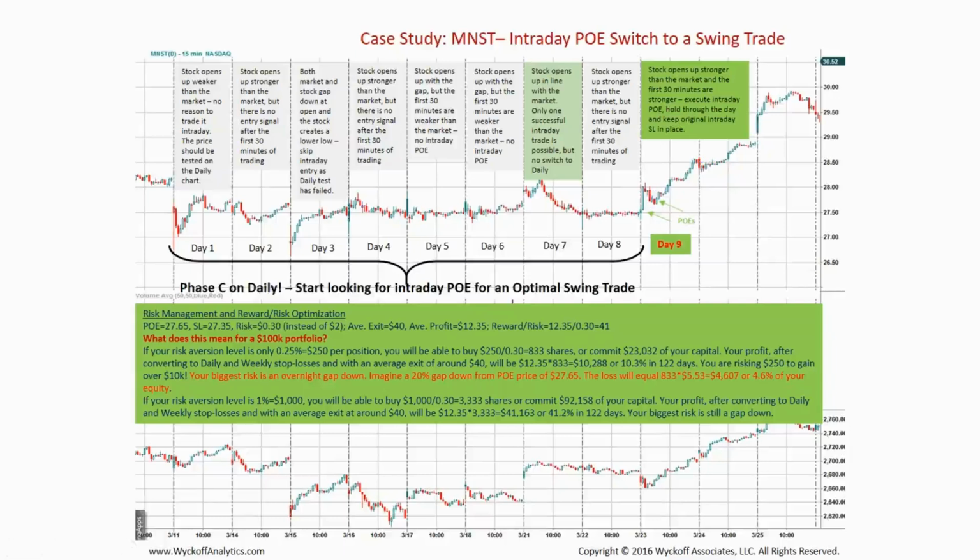All right, let's see if we have any questions and comments on this whole theme of switching from the intraday point of entry to a swing trade. So I gave you 2 examples, guys. What questions do we have? What comments do we have? Okay, so nothing coming up. All right, that's fine too.